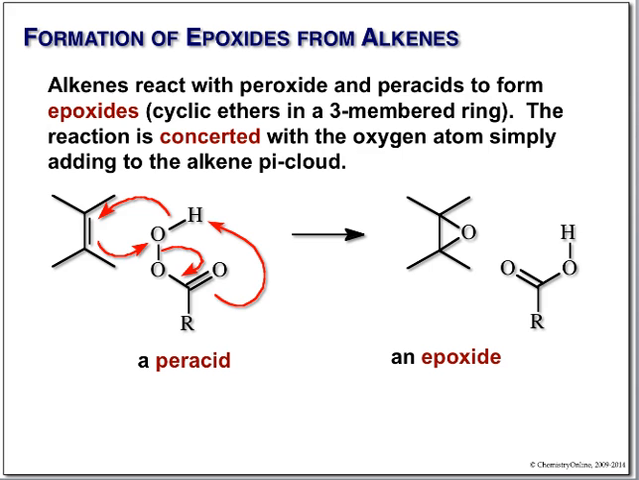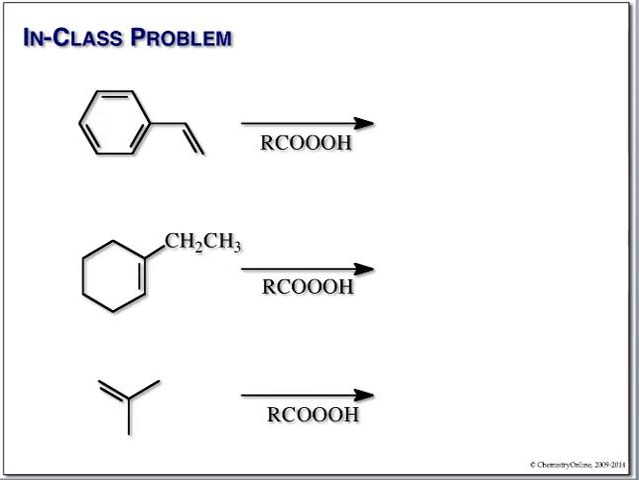Problems for this would look something like these. This is our peracid. Again, way too many oxygens. That's how you know it's a peracid. And all you're going to do is take the oxygen from the peracid, add it across the alkene, and you will make an epoxide.